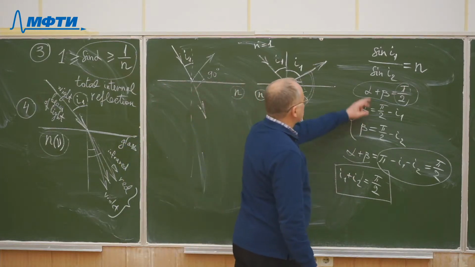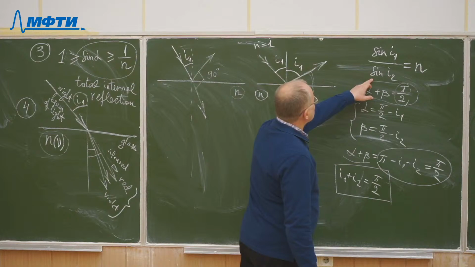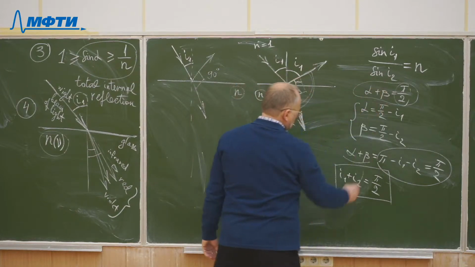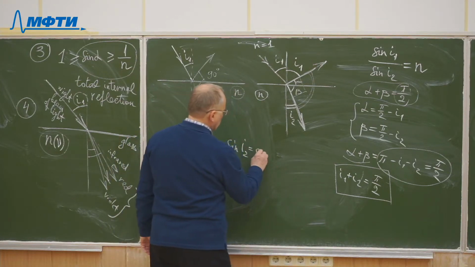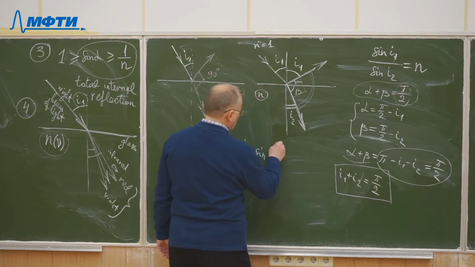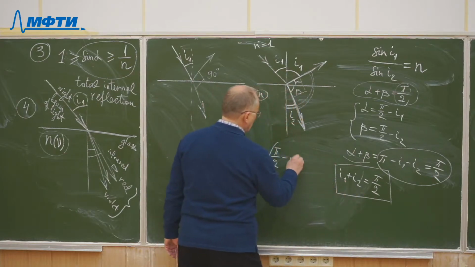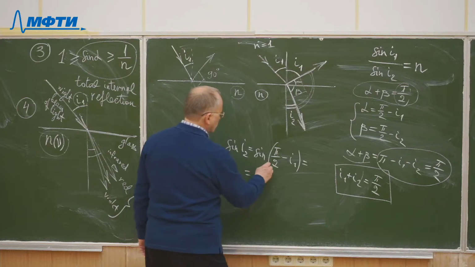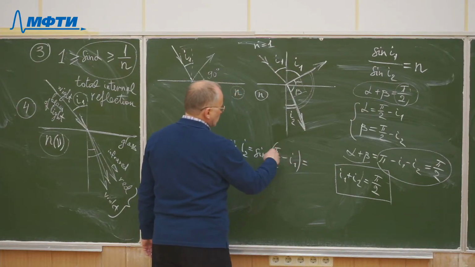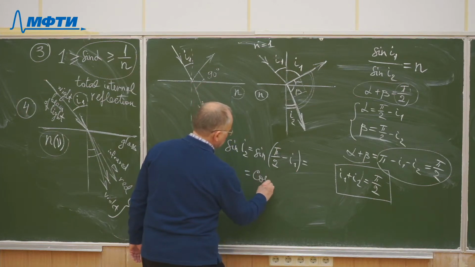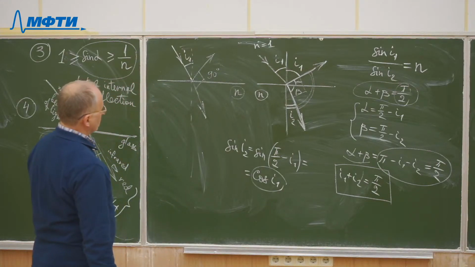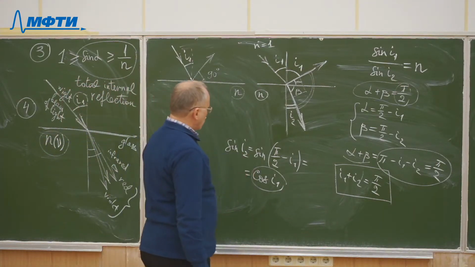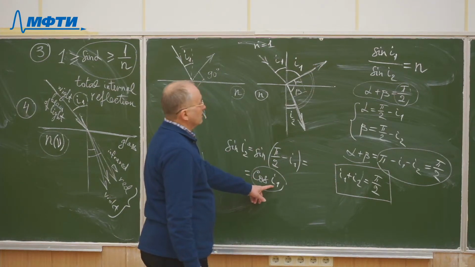If this is so, then what is sine I2, for example? Sine I2 will be equal to sine of the right angle pi over 2 minus I1. And what is the sine of 90 degrees minus any angle? That will be the cosine of angle I1, according to the geometric properties of these functions. So sine I2 equals cosine I1.